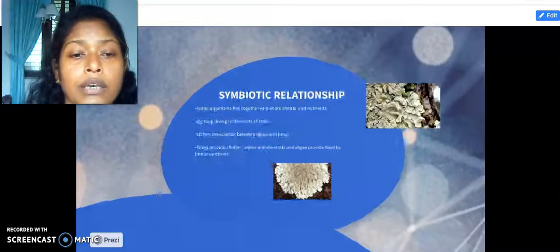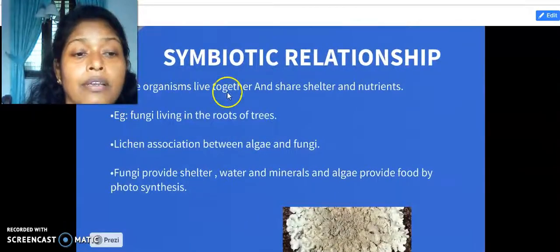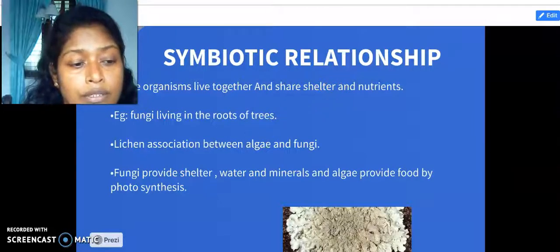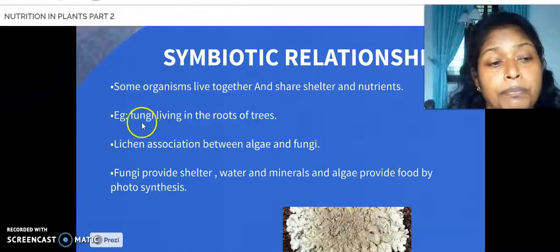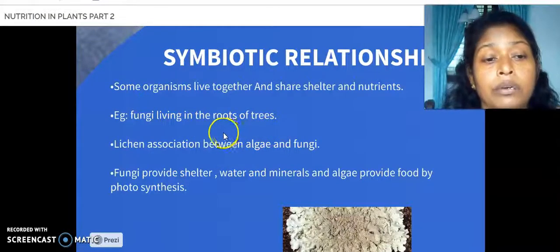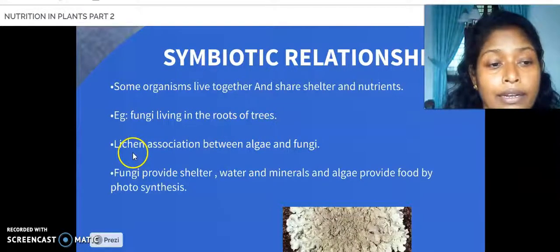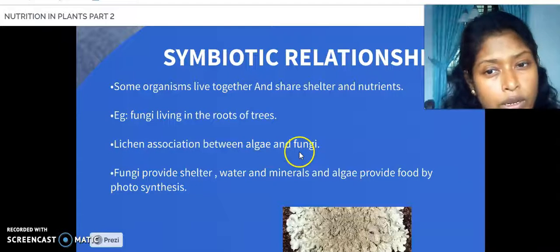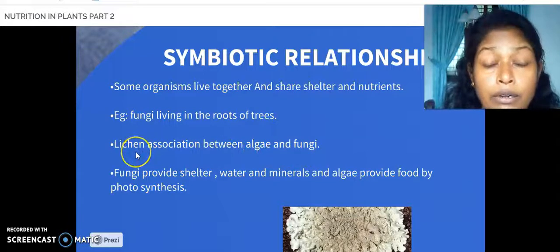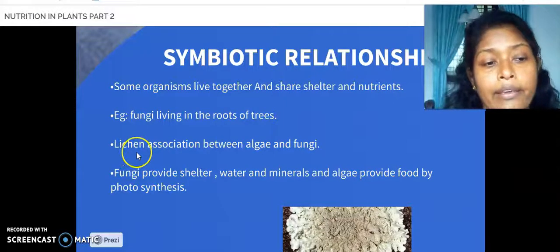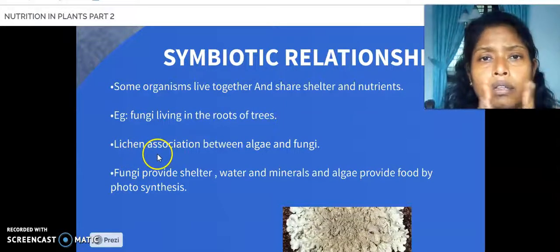Now you can see here the examples. Some organisms live together and share shelter and nutrients. For example, fungi living in the roots of a tree. The fungi sometimes live along with the roots of the tree. And lichen is an association of algae and fungi. That is a very important point, lichen. About lichen we will be learning again in the coming chapters. Lichen is an association, which means they are combined.